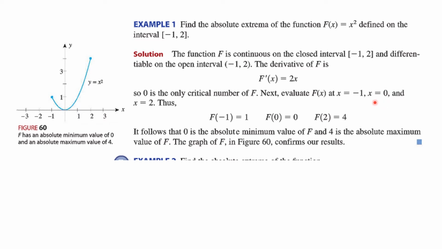So you see I have to test x equal to 0, x equal to -1, and x equal to 2 in the function. So I plug those into the function and I get these numbers. So it follows that 0 is the absolute minimum, that's the lowest number that we see here, and 4 is the absolute maximum of f. And so the maximum is 4, and it happens when x is 2. And you see we get that (0, 0) is the minimum point on the graph, and (2, 4) is the maximum point on that graph on the interval from -1 to 2.